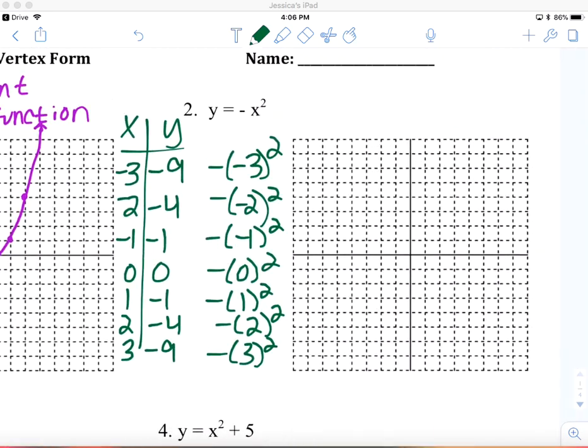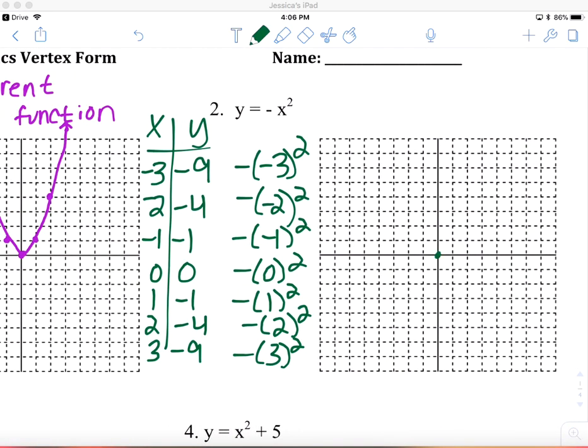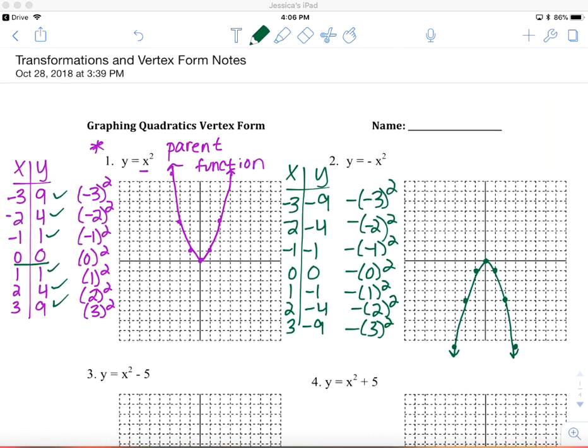If you need to pause the video to plot these, go for it. We have 2, -4, 3, -9, -2, -4, and -3, -9. So by applying a negative in front of the x squared, it has flipped our graph over the x-axis. This is called a reflection.